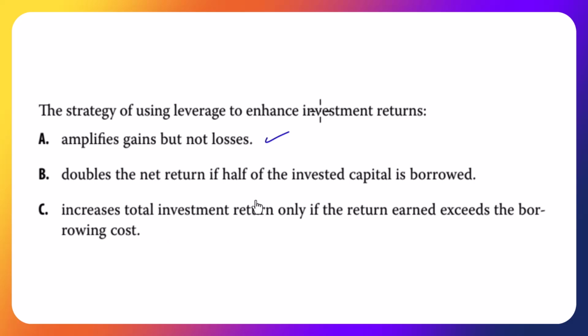Doubles the net return if half of the invested capital is borrowed. It doesn't double the net return because if you borrow money, there's a cost to borrowing the money. So it doesn't actually double your initial equity return. It enhances your equity return, but it doesn't double it. So we can get rid of that. I should have put an X on that, not a check mark. Increases total investment return only if the return earned exceeds the borrowing cost. Yeah, that's true. There we go.